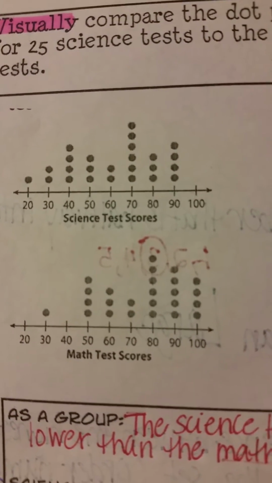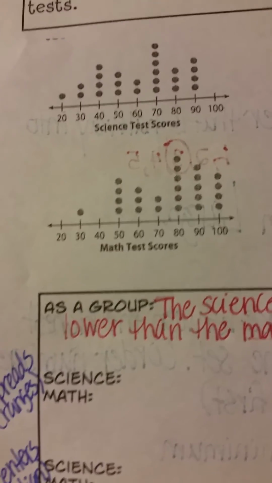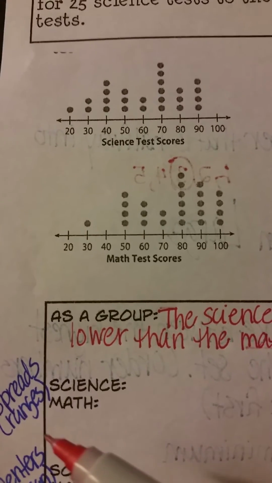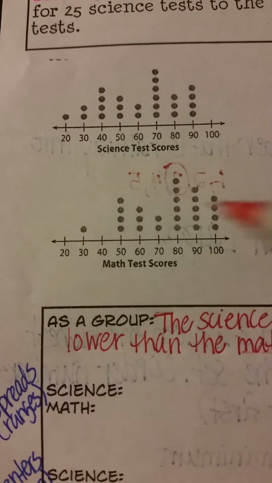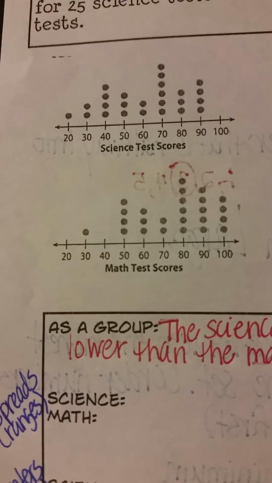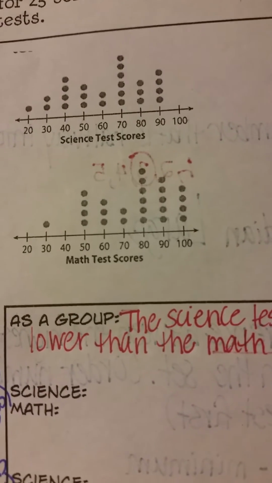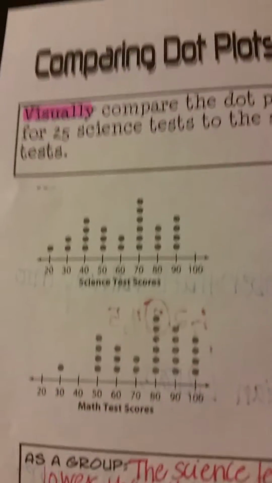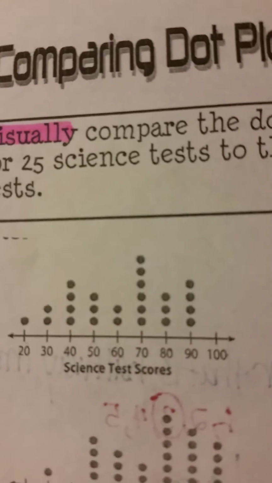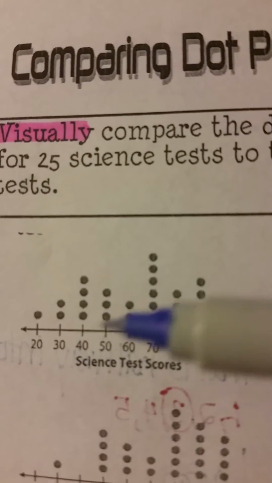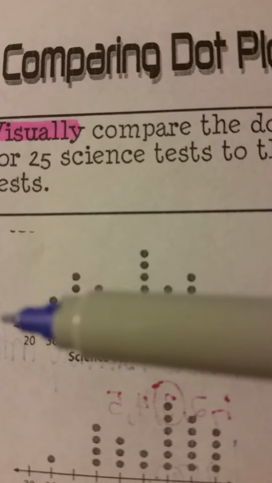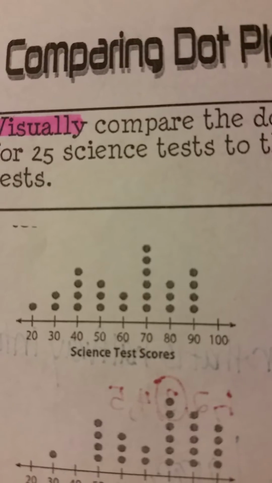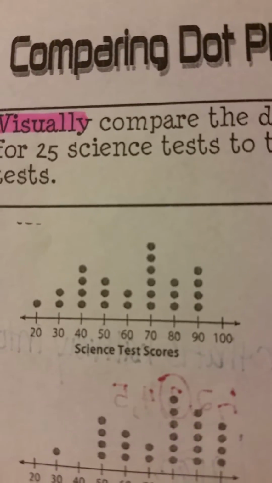Okay. Now, let's look at the spreads. When you hear the word spreads, that means the range. So how spread out is our data? All right, so let's look at science. Science test scores. So let's look here. I see that it's spread out. The range of my test scores is from 20 to 90. Just that simple. So we're going to write the spread is from 20 to 90.